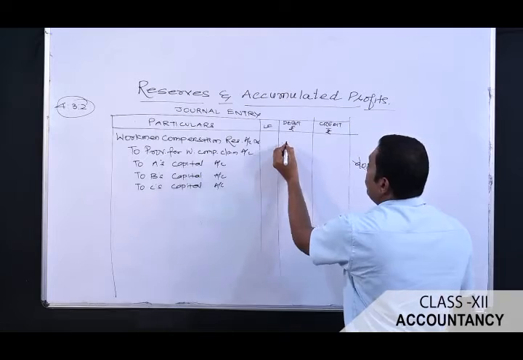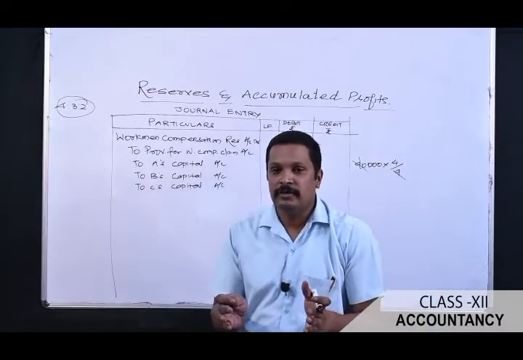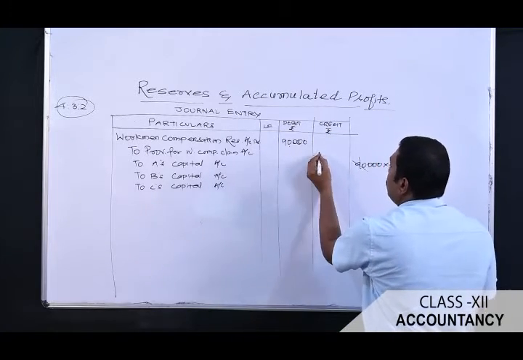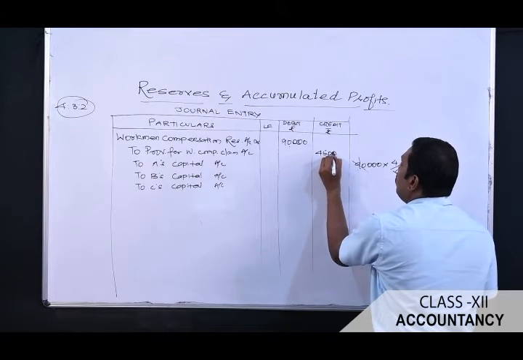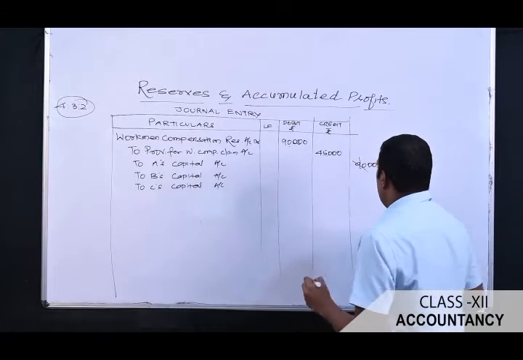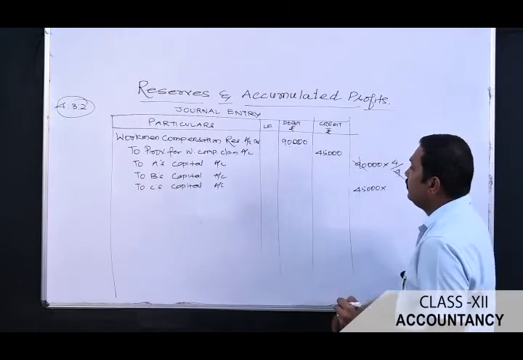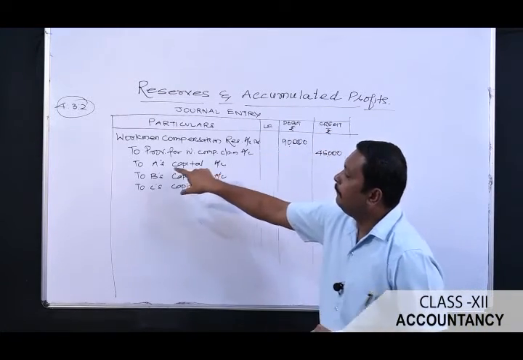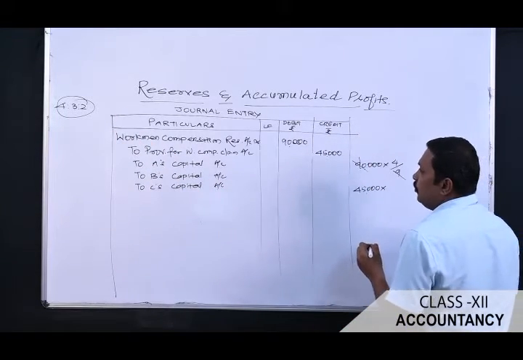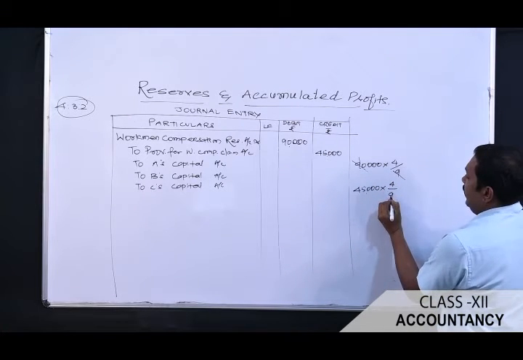How much reserve are we having? We are having 90,000 reserve. Out of 90,000, there is a claim of 45,000. So we have to transfer 45,000 to provision for workman compensation claim account. So what is the balance amount? Only 45,000 is left. Now we have to distribute the balance 45,000 to the partners' capital accounts. In which ratio? In the old ratio itself. What is the old ratio? 4:3:2. That is 4 by 9.